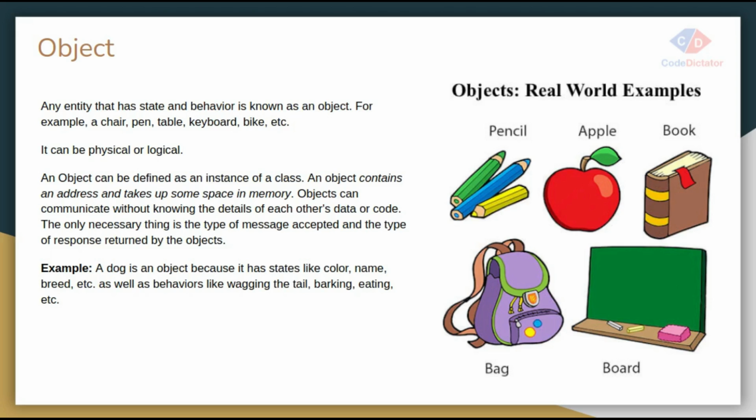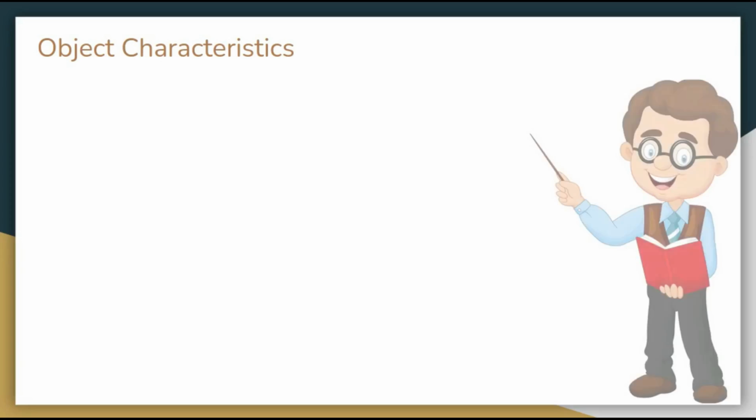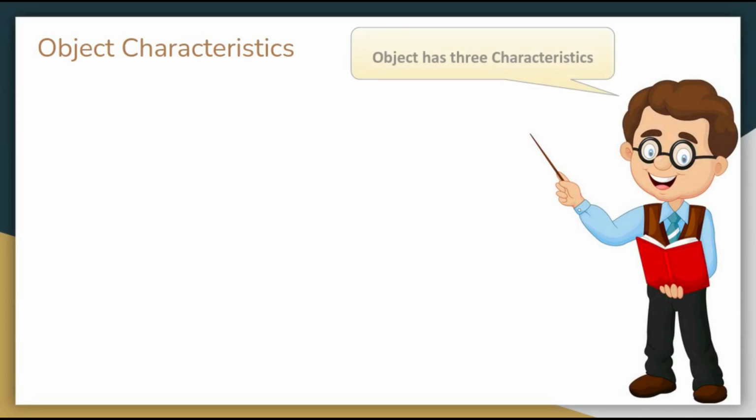Another example: a human is also an object. Any specific man or woman has their own properties like hair color, eye color or skin color, and they have their own behaviors like they can walk, talk, eat and sleep. So this is just a small example of an object. So what characteristics does an object have? Let's understand all the concepts.